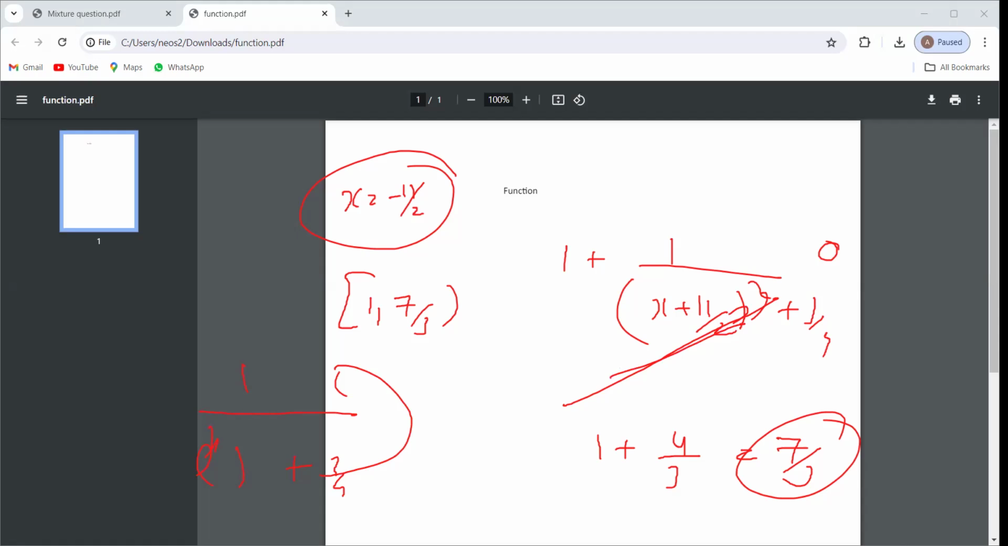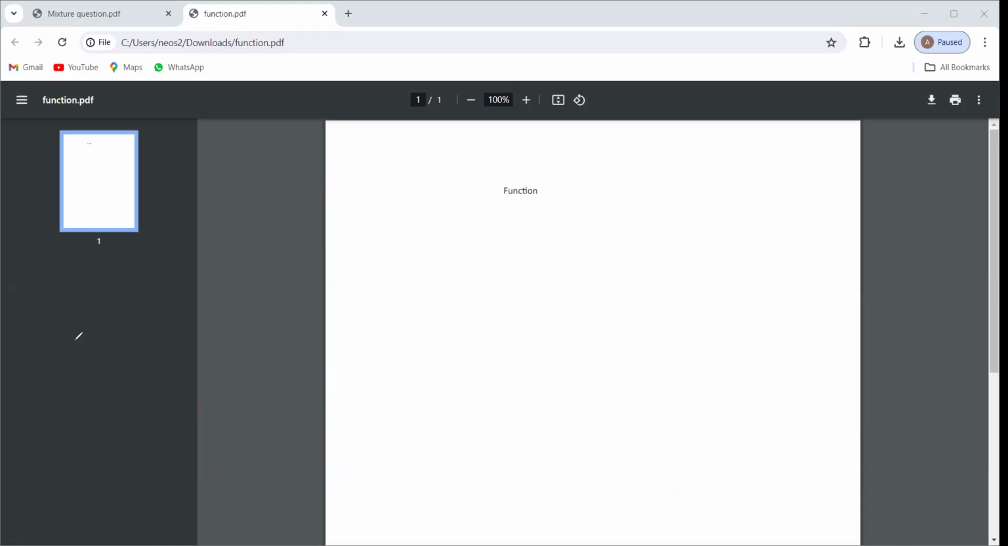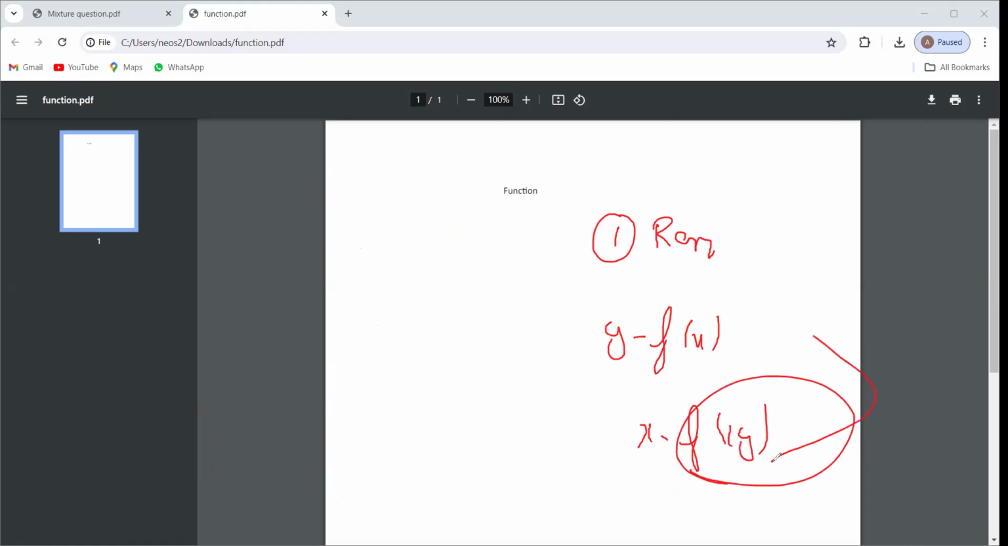So how many methods do you have to find maxima and minima? We will study more later through graphs and all; maxima and minima is a separate chapter. Now I am just telling you. First one, if they're asking you range, if y is f of x, you have to make x equal to f of y, and find the domain of y. That will be the range. Or the second option is to find the minimum to maximum value. This thing is clear?